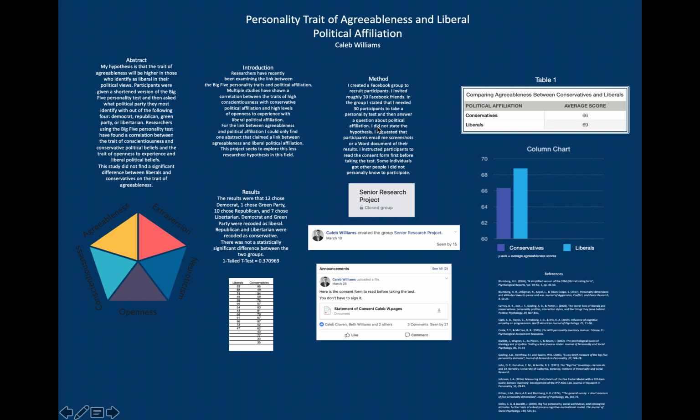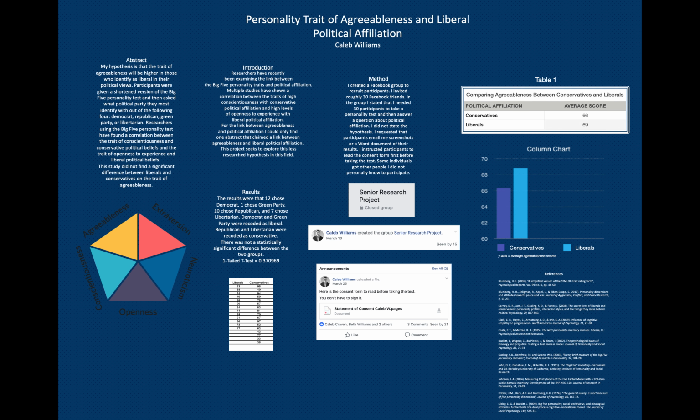So let me talk about my method and how I got the results that I did. I created a Facebook group to recruit participants. I invited roughly 30 Facebook friends. In the group, I stated that I needed 30 participants to take a personality test and then answer a question about political affiliation. I did not state the hypothesis. I requested that participants email me screenshots or a Word document of their results.